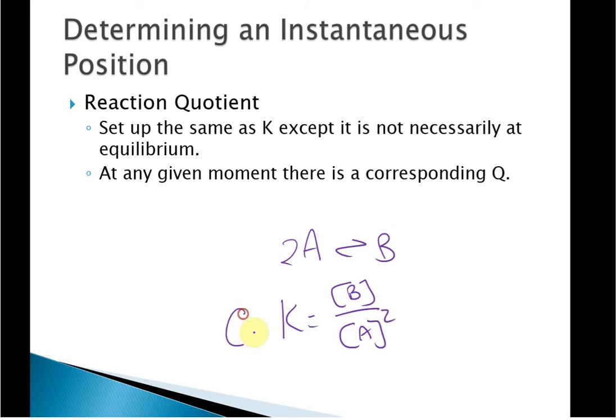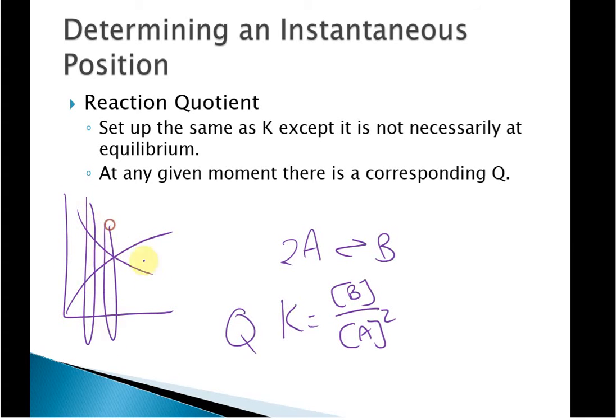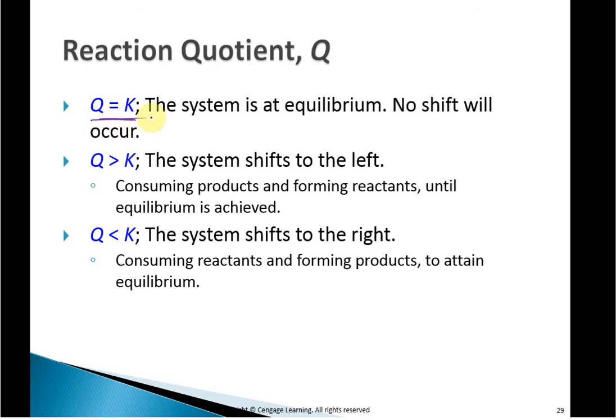But the idea is Q is for any given period of time. And so you can take a Q here, here, or you can take it out here. And so the idea is if Q is equal to K, you are at equilibrium and nothing's going to change. If Q is greater than K, it means you have more products than reactants, and so it's going to shift to the left to make more reactants. If Q is less than K, that means you have more reactants than products, and so you're going to try and make more products just to get that ratio. You want Q and K to be equal.